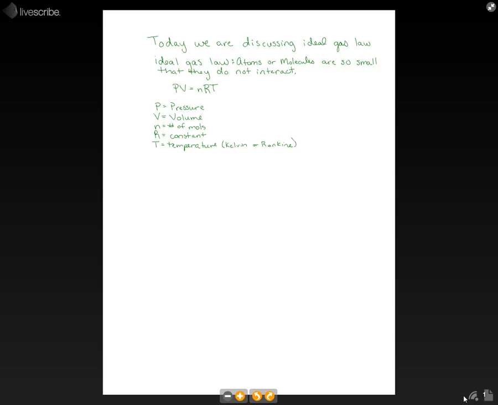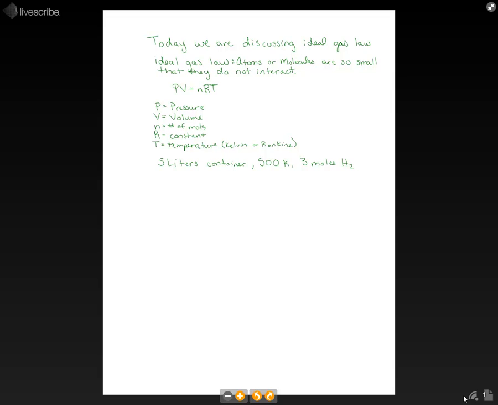So for our problem, we want to know the pressure that we're going to get in a container when we have 5 liters for our container. We have it at 500 Kelvin, and we have 3 moles of hydrogen in that container.